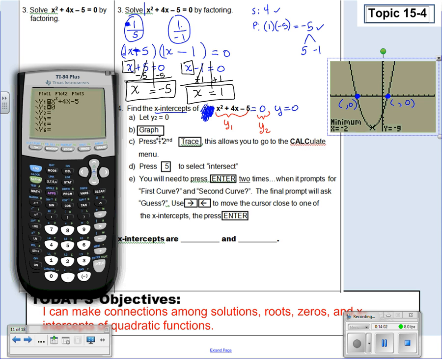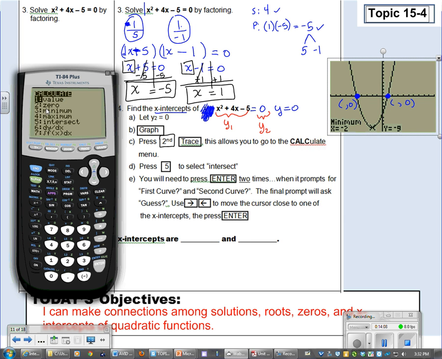And I said if it was a button on the calculator, it should have a little square, so I'm going to put a little square there. So second trace. I now want to calculate. What I'm going to do is calculate where these two lines intersect. Okay. Actually, let me go back. I forgot to talk about graph.